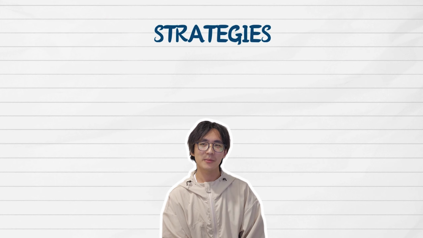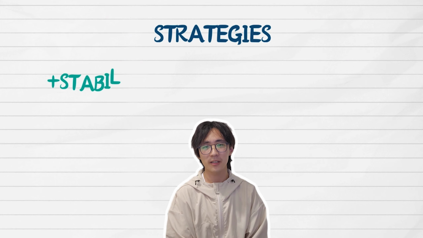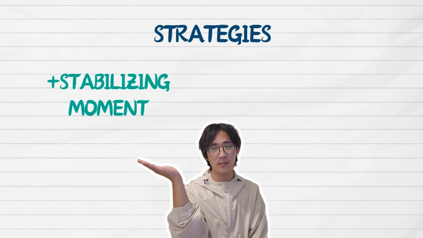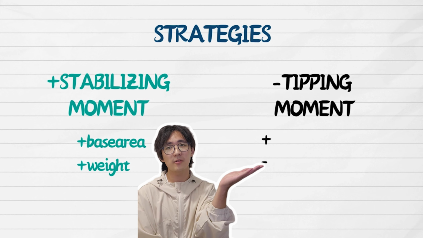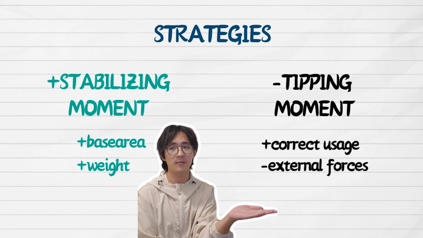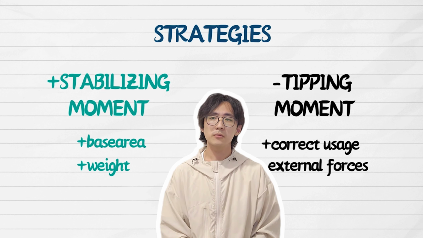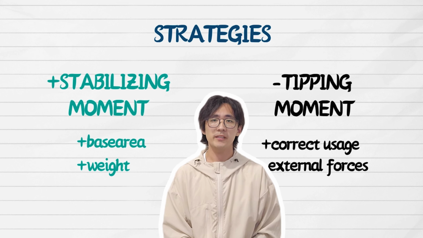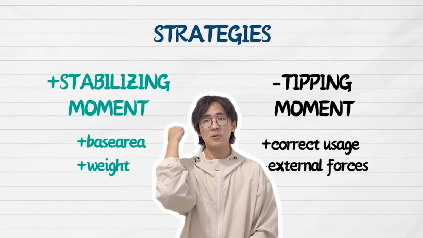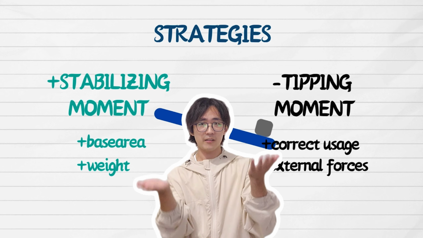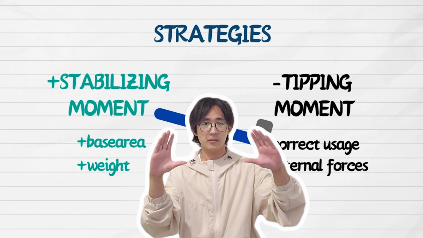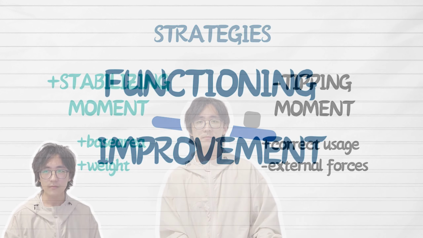From our previous analysis, we conclude two strategies to maintain stability of the walking frame. One is to increase the stabilizing moment by enlarging the frame base area and weight. Another is to limit the tipping moment by ensuring correct usage and avoiding unpredictable external forces. However, in real-world design, we cannot increase the base area or weight infinitely. Also, we cannot prevent all unwanted forces. Thus, it's important to balance all these factors in an acceptable range to optimize the safety.